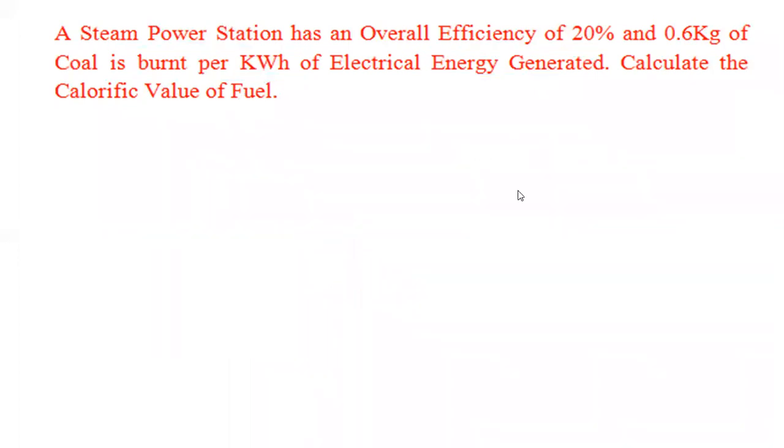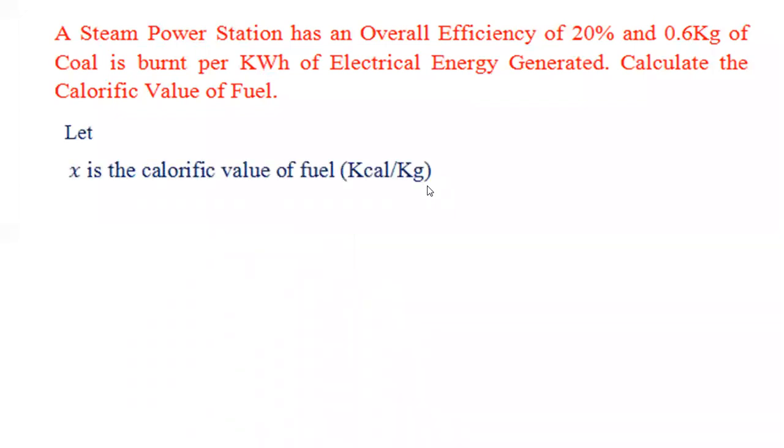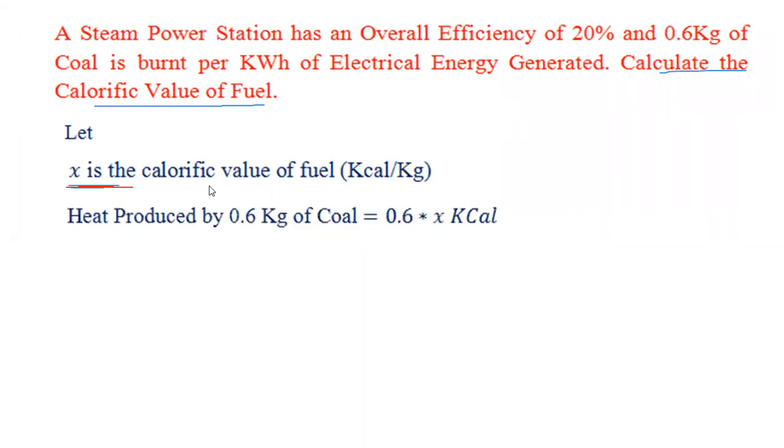Now observe here, we want to find out the calorific value of the fuel. We are assuming x is the calorific value. Generally the calorific value is represented in kilocalorie per kg. Here x is the calorific value, and they have given the heat produced, that is, per kilowatt hour the coal utilized is 0.6 kg. To produce the steam, 0.6 kg of coal is required, that is 0.6 into the calorific value of the coal.